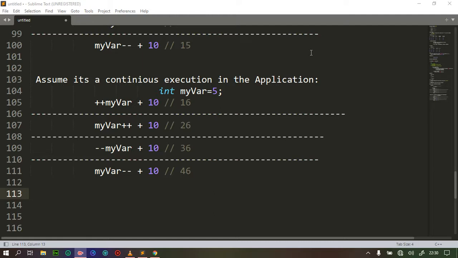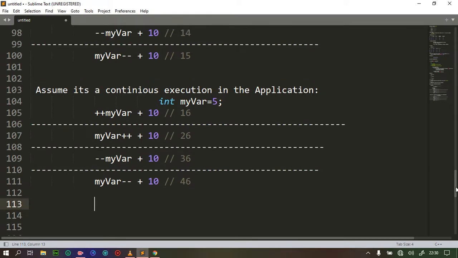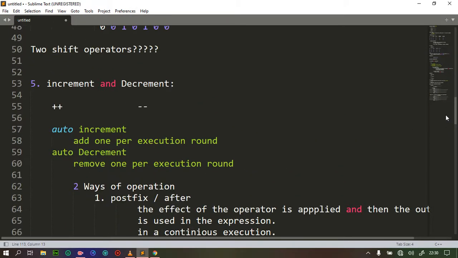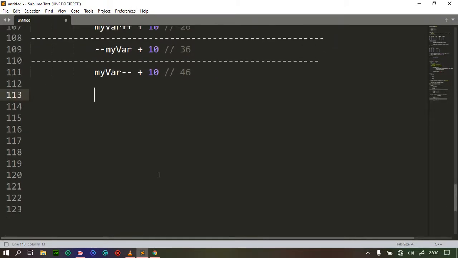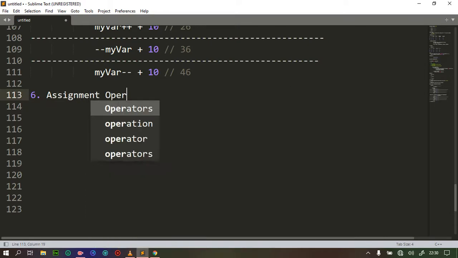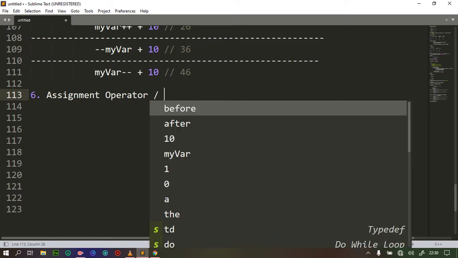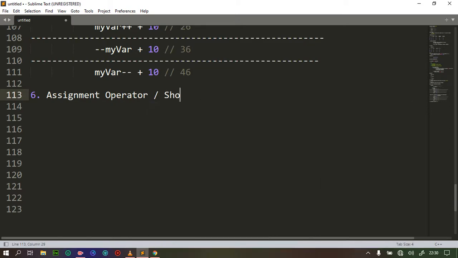Okay, we ended with increment and decrement operators. So right now I want us to introduce another type of operators, and that was operator number 6, the assignment operator. Some people have it under shorthand assignment operators. Now, an assignment operator is used to store a value in some memory location.